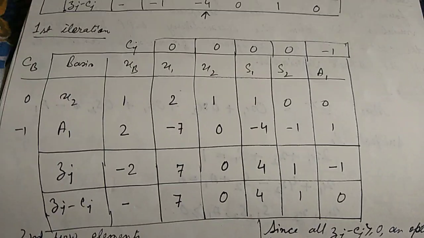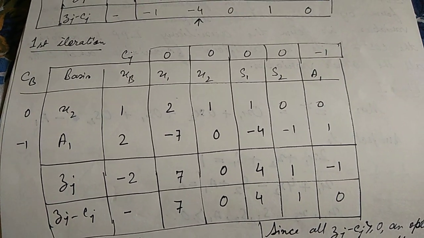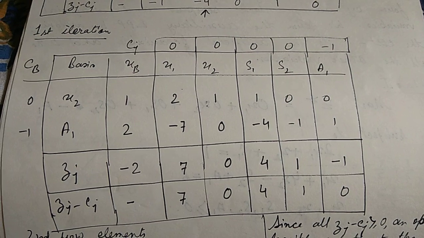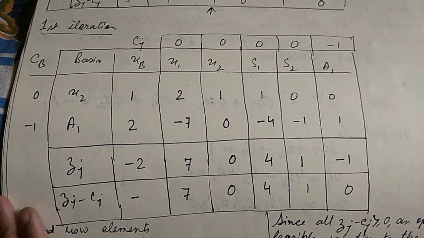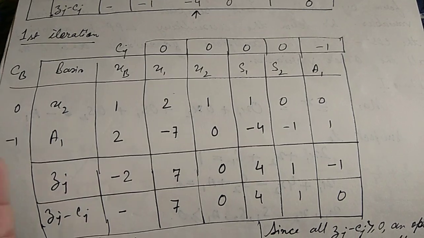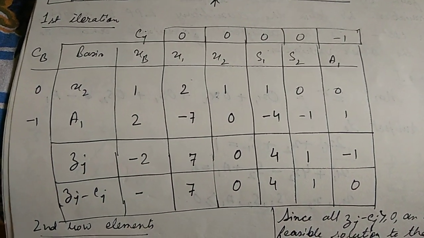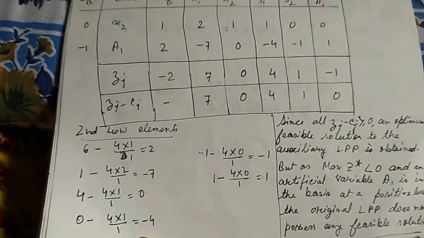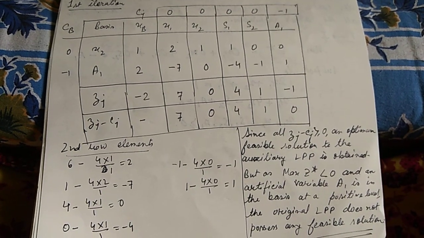Again I am holding the camera like this. You can pause the video and solve on your own and match with the answer. You will see that in the first iteration itself, all zj minus cj are positive. So as per our auxiliary LPP, this is the optimum solution to the auxiliary LPP. This is the rough calculation. Again I am holding the camera like this, you can pause it and check all the calculations.